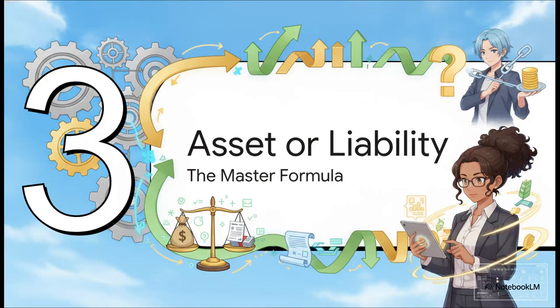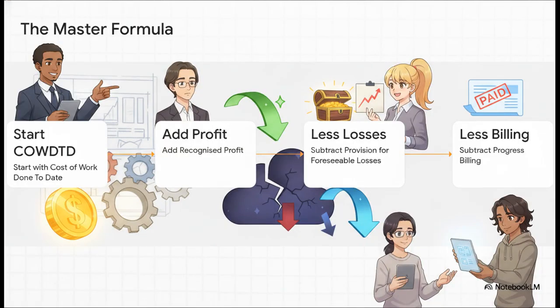All right, Section 3, Contract Asset or Liability. Okay, listen up, because this right here is your master formula. Seriously, highlight this in your notes. To figure out if you have an asset or a liability, you just follow 4 simple steps. Step 1, take your cost of work done to date, your COW DTD. Step 2, add your recognized profit. Step 3, deduct any provision for foreseeable losses, if you have any. And Step 4, subtract your progress billing. It's just a perfectly logical flow, showing the total value we've earned minus what we've already billed the client.